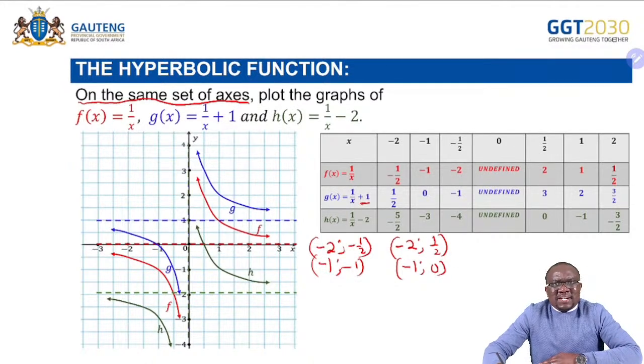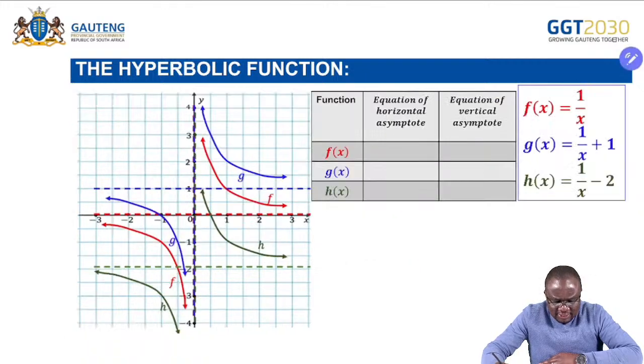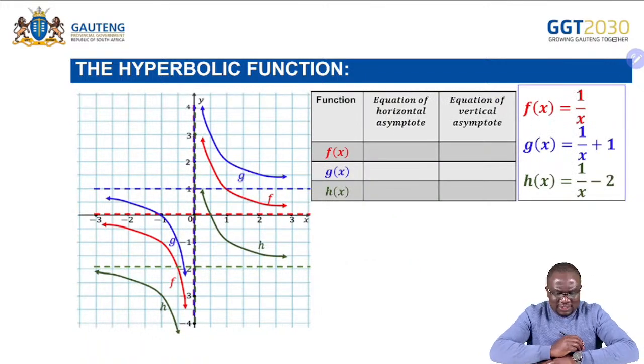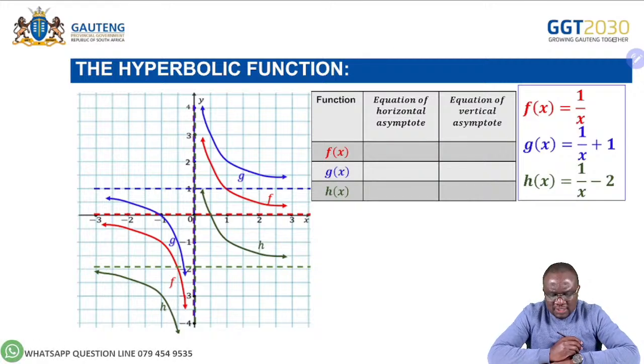Welcome back, learners. I really hope you have your 3 graphs now. Let's go to our discussions. Let's look at these 3 graphs, and then discuss the equation of the horizontal asymptote and the equation of the vertical asymptote for these 3 graphs. And if there's anything that you can observe, you talk about it.